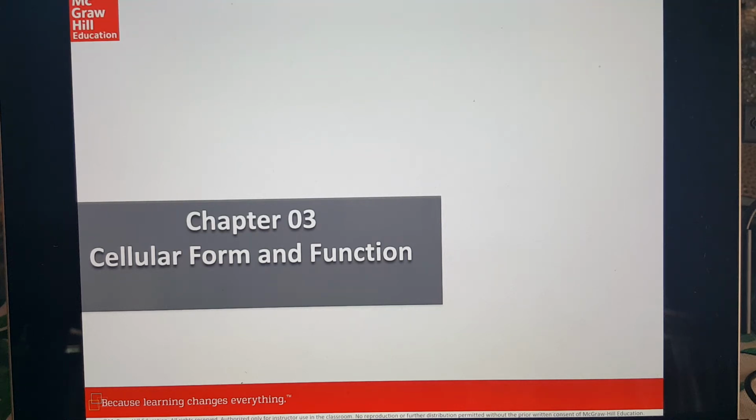Chapter 3. So this is our cell biology chapter, getting the basic functions of a cell. I'm going to do this in two parts. The first one focusing on the plasma membrane, and then the second video is going to focus on all the different organelles.